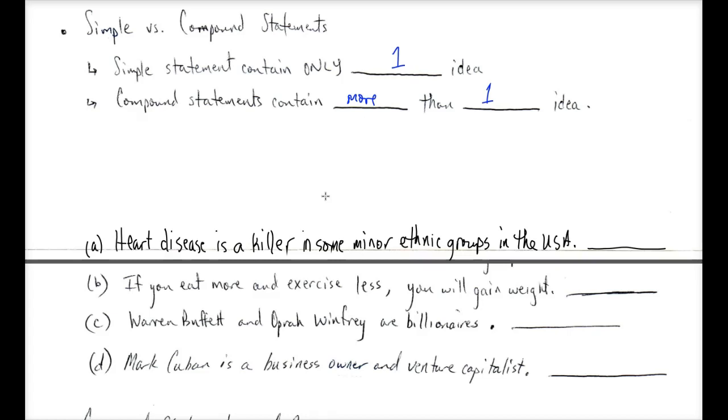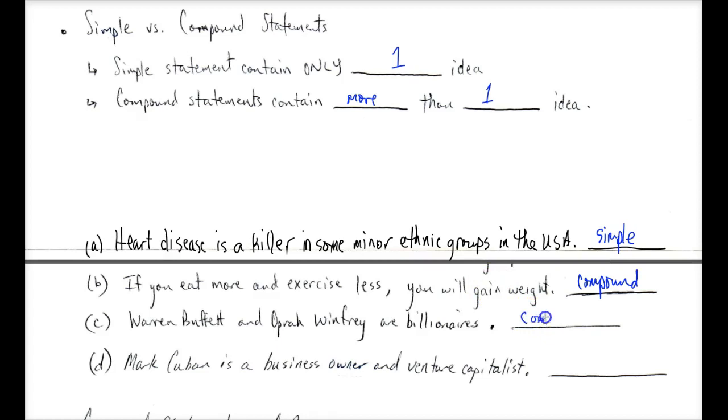So the first one, heart disease is a killer in some minor ethnic groups in the United States of America. That will be a simple statement because it only contains one idea. For B, if you eat more and exercise less, you will gain weight. That is an example of a compound statement. And the reason for that is the first idea is if you eat more, you will gain weight. The second idea is if you exercise less, you will gain weight. So you see we have two ideas woven into that one statement. So that's why we call it a compound statement.